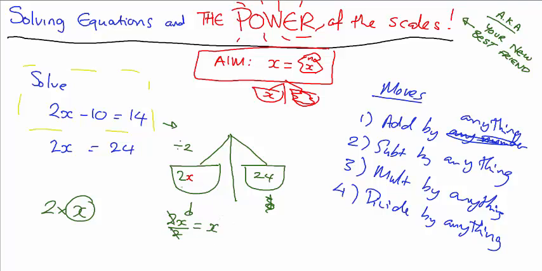So this side becomes x. Now don't forget, because we divided this side by 2, we have to divide this side by 2, or we lose that balance. So 24 divided by 2 is 12. That's how we get our answer. Hopefully that makes sense to you. So that's how we figure this out.